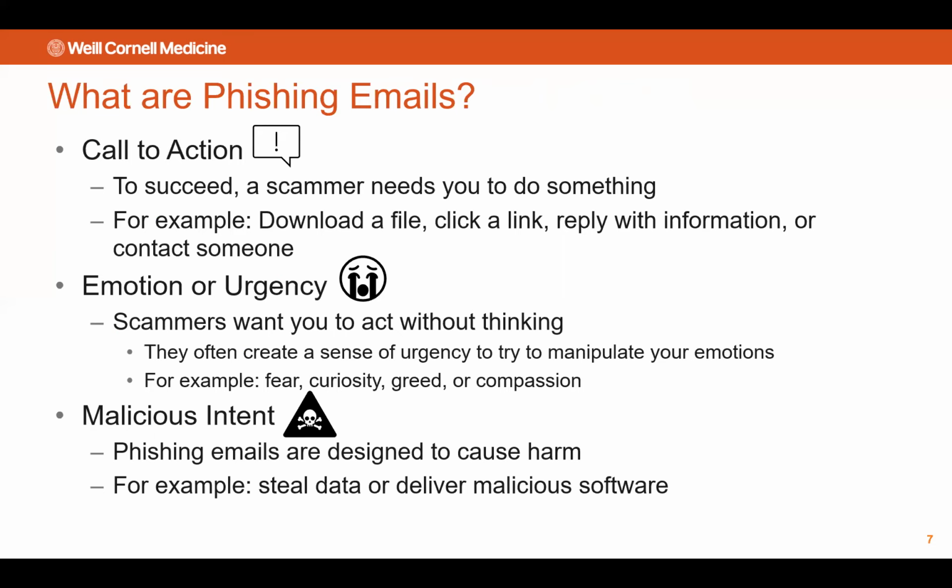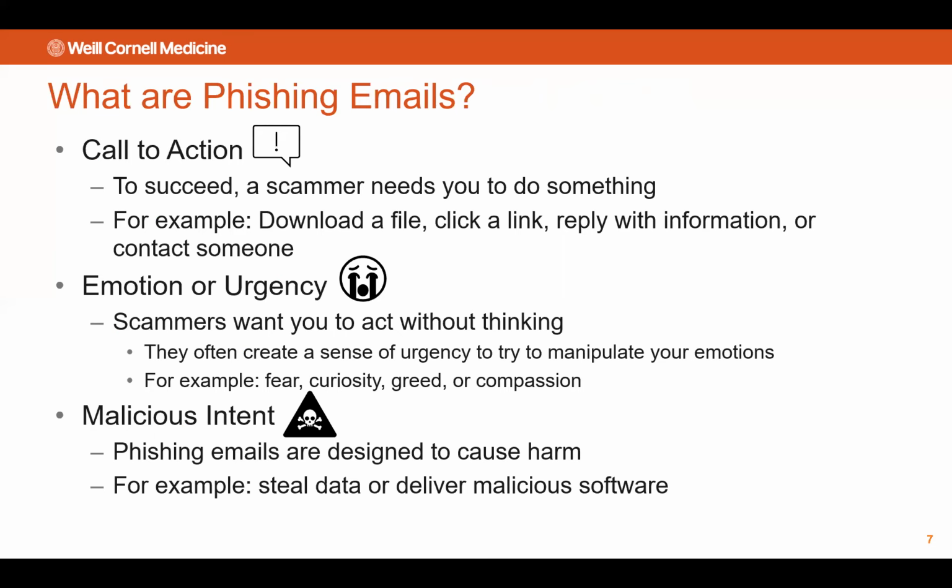The first being a call to action. In order to succeed, a scammer needs you to do something. For example, downloading a file, clicking a link, replying with information, or contacting someone. A scammer can't get the information that they need without actually having you do something to help them get this information. And in order to get you to comply with their demands, they typically use emotion or urgency.